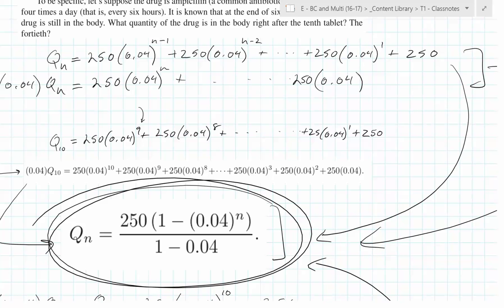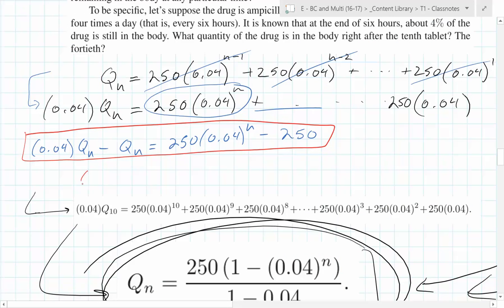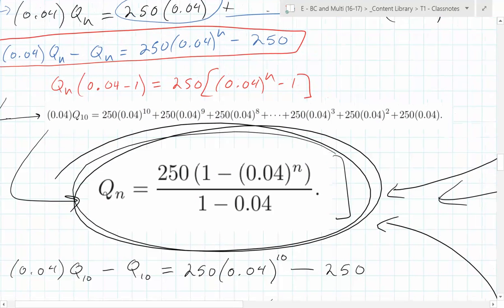Right there. Now, here's the thing. Could you theoretically plug this entire thing into your calculator? Sure. You could plug this entire thing in your calculator. Do you want to do that? No. Not so much. You really, really, really don't. So we end up with Q sub n times 0.04 minus 1 is equal to, what can we factor out up here? 250 times 0.04 to the n minus what? 1. And then how do they get from that red to what we have? It's almost identical, right? What's the only thing that's different?